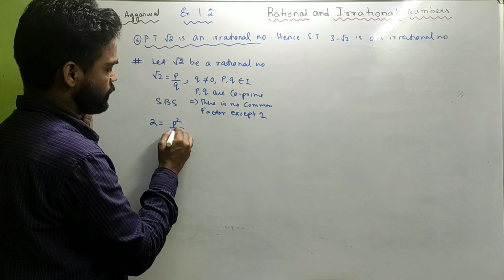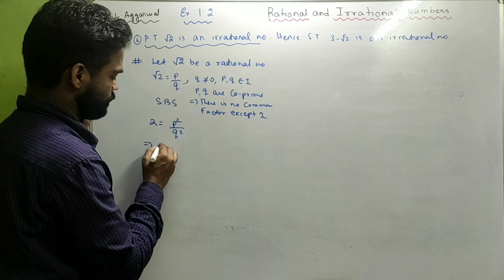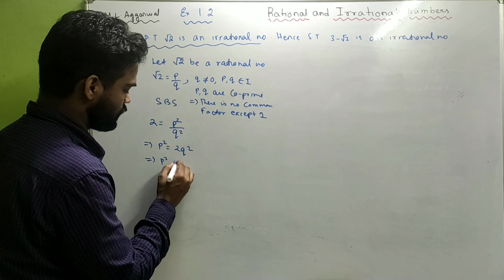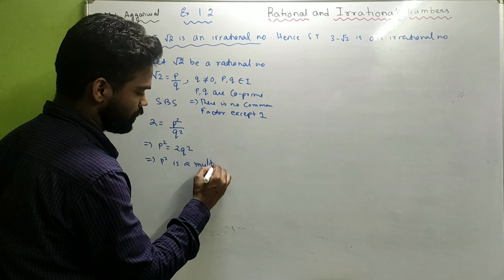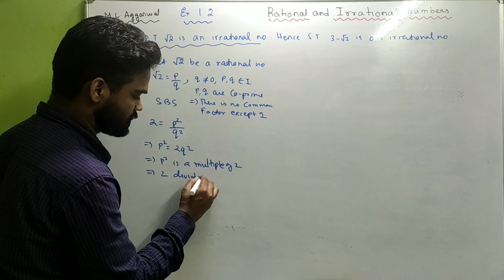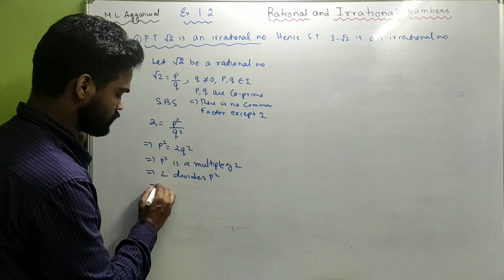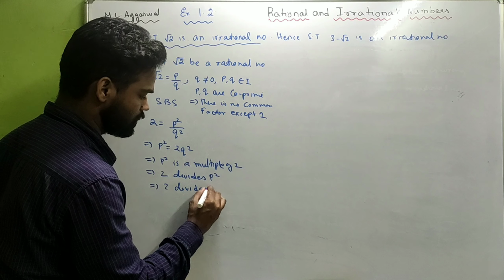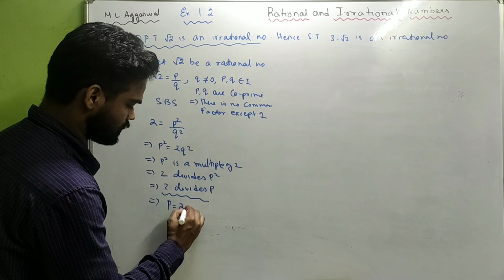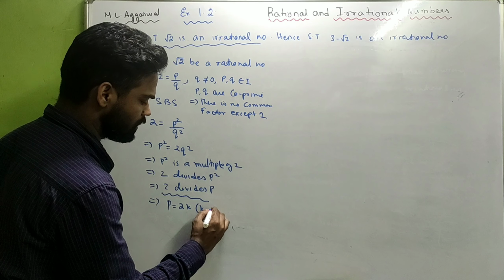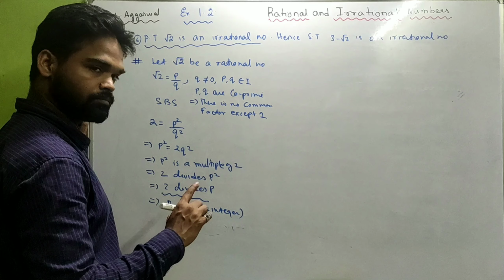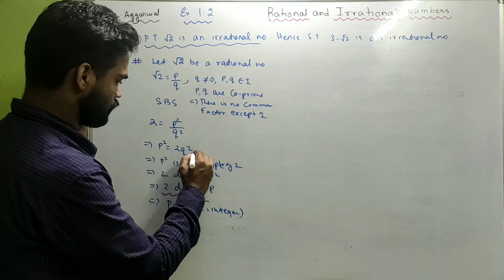Now look, squaring both sides, what do you get? 2 equals p square by q square, which means I can write p square equals 2q square, which means p square is a multiple of 2, which means 2 divides p square. Now 2 is a prime number, so we can say 2 divides p also. Remember this. So we can take p as 2k, where k is an integer. We can represent because p is a multiple of 2. Okay. Now put p equals 2k over here.